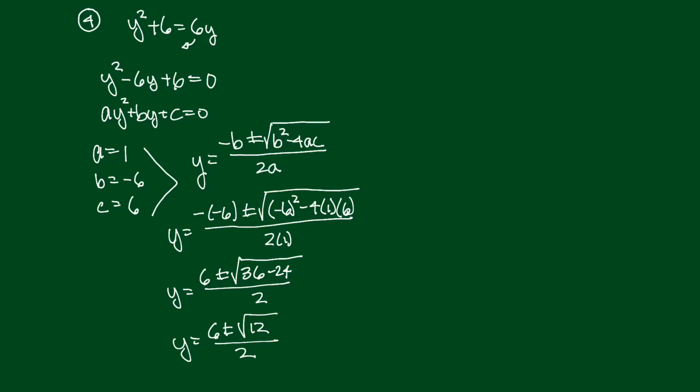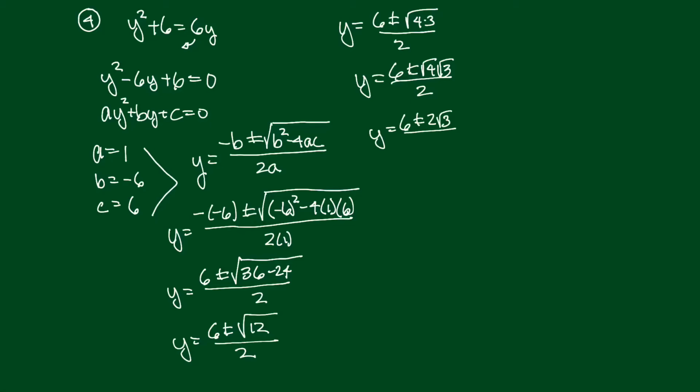And that 12, I can break that down into two numbers, one of which I know the square root of. How about 4 times 3? So let's go up here and continue it up here. We'll get y equals 6 plus or minus the square root of 4 times 3 all over 2. Y equals 6 plus or minus the square root of 4 times the square root of 3 over 2. Y equals 6 plus or minus, now the square root of 4 is 2, square root of 3 over 2.